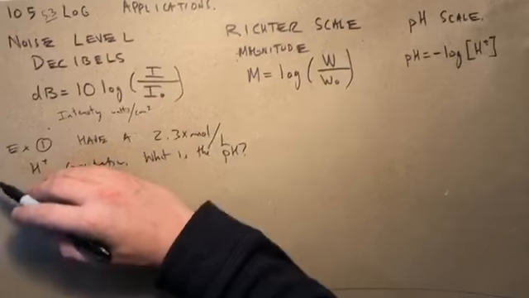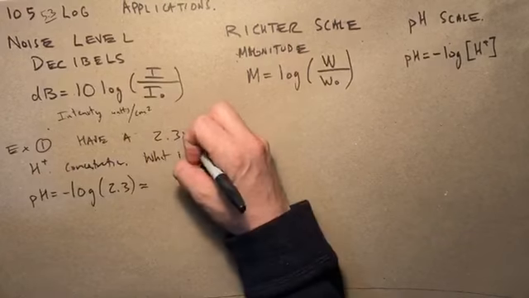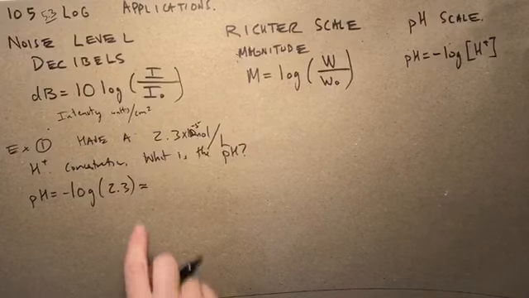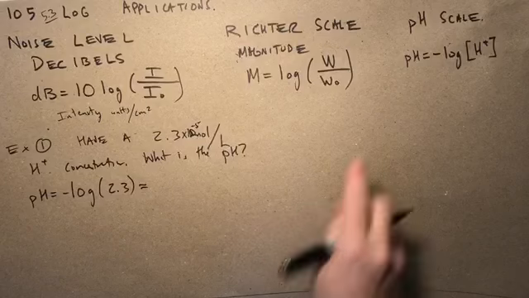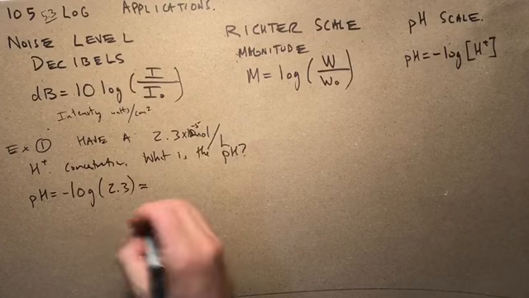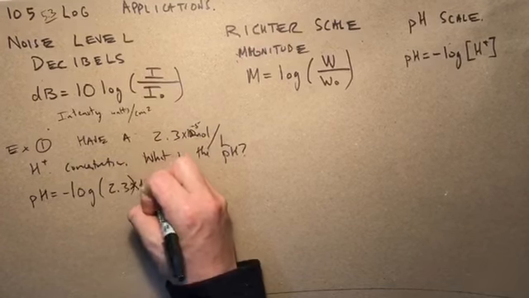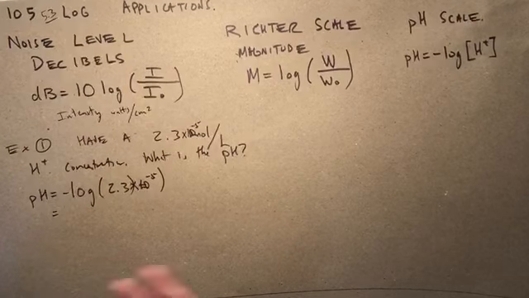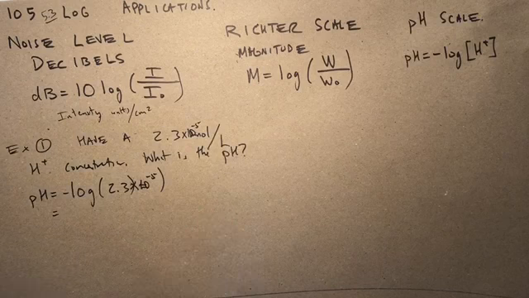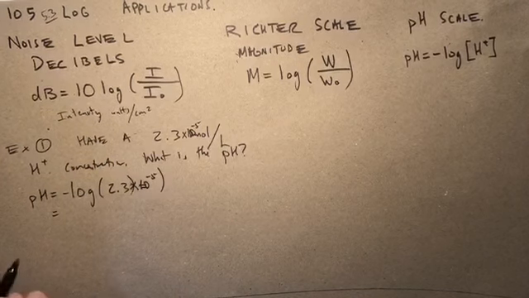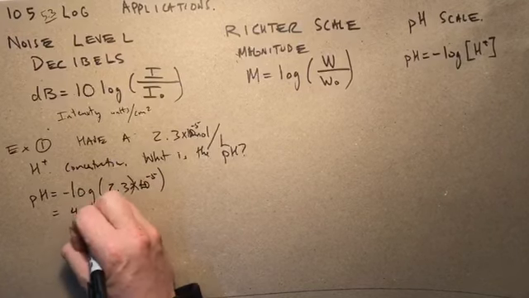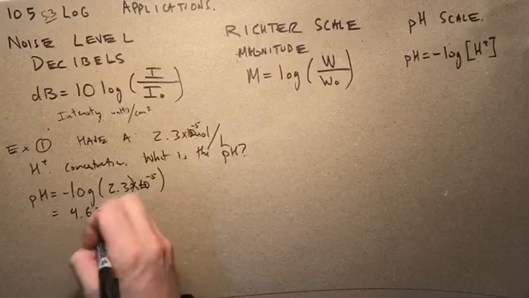So let's suppose I have a 2.3 times 10 to the negative fifth mole per liter hydrogen concentration. What is the pH? Here, we're just going to be taking our formula, and we'll have the negative log of 2.3 times 10 to the negative fifth. We can put this into our calculator to figure out what the pH is, or we can just leave it like this to have an exact answer. We have a pH of 4.63 approximately.